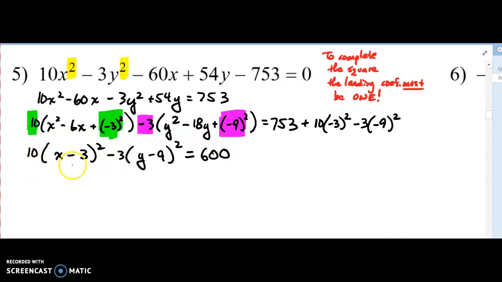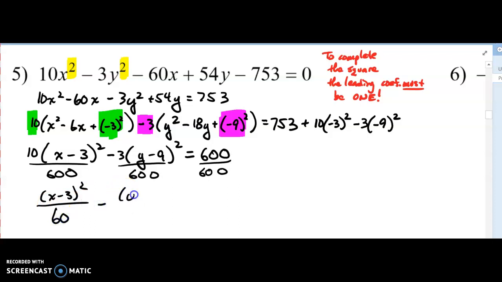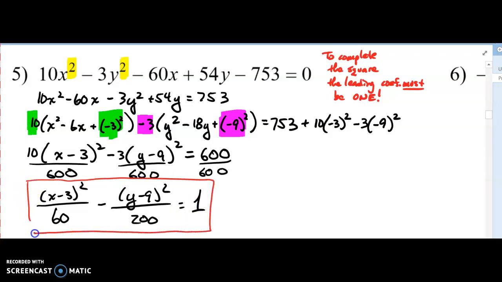Again, our leading coefficients are 10 and negative 3 here. So I'm going to divide everything by 600. Okay, so unless these are 1 and it's going to be a circle, we're going to make it equal to 1. So we get x minus 3 squared over 60, and then minus y minus 9 squared over 200 is equal to 1. This is our final answer. This is our equation in standard form, and this one happens to be a hyperbola.